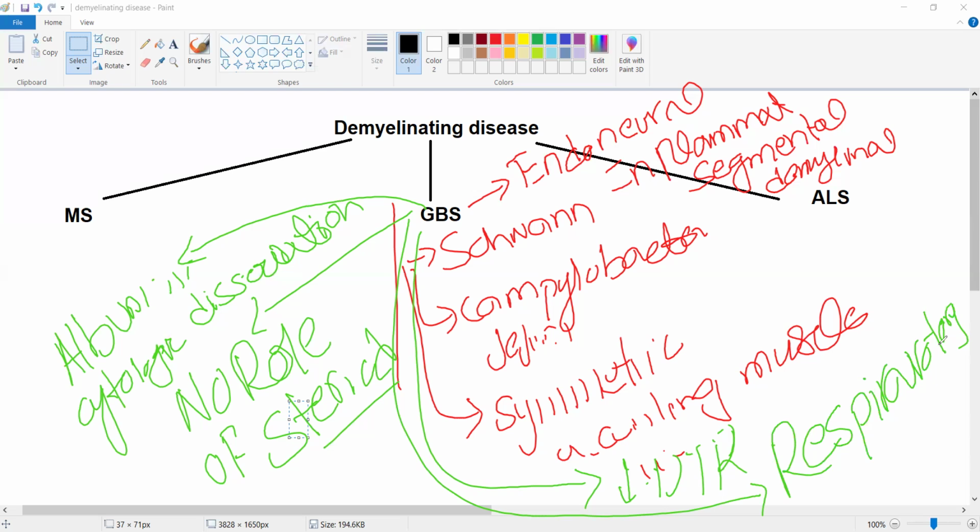Okay, so the treatments of GBS are plasmapheresis. So these are again important things. Plasmapheresis and IV immunoglobulins. But the key take-home message: there is no role of steroids in GBS. No role of steroids in GBS, right?